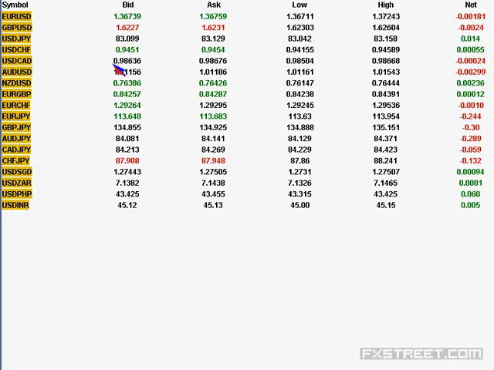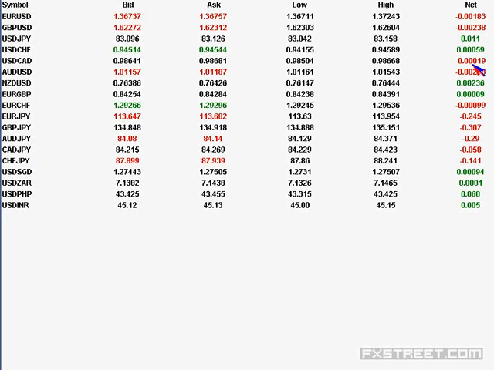Then in the case of Canadian dollar, 98.63, 98.67 are the current levels. 98.50 is the low. 98.66 is the high. 2 pips negative net change is seen, and Australian dollar above that at the parity 1.0116, 1.0119 are the current levels, 1.0116 is the low, 1.0154 is the high.